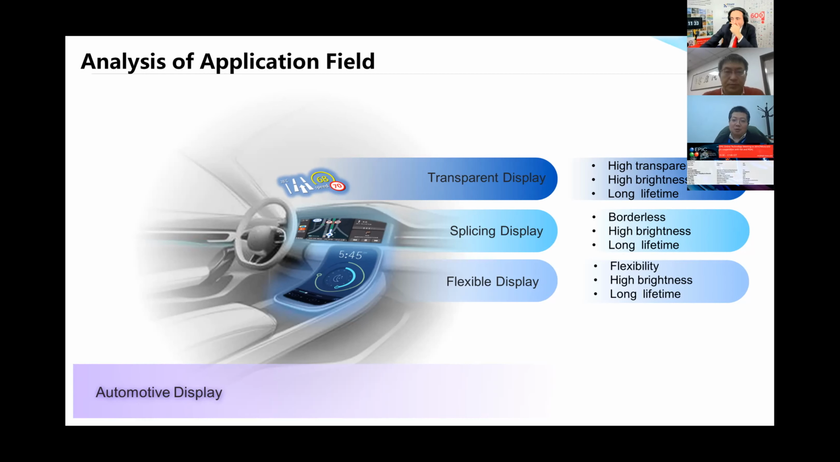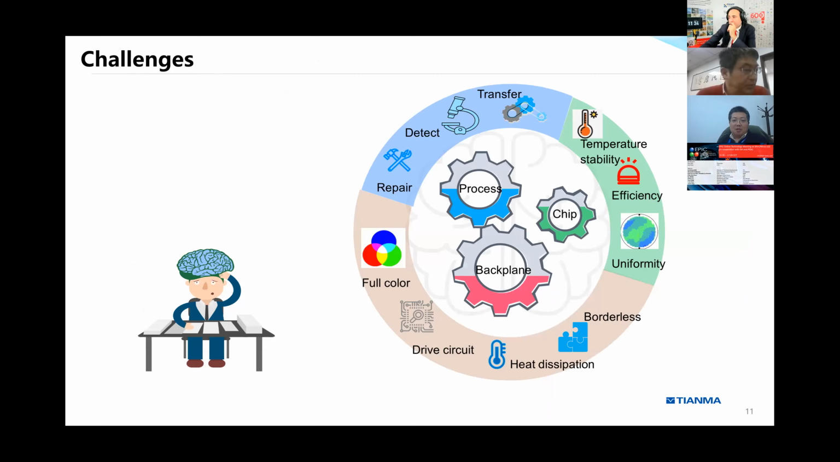And finally, flexible display. First, flexible micro LED. Comparing with OLED, it has high flexibility, high brightness, and long lifetime. And comparing with LCD, in terms of HDR and high picture quality, LCD is still disadvantageous comparing with micro LED. Just now, I was already talking to you about the future applications of micro LED. And now what I'm going to tell you is the challenges of micro LED.